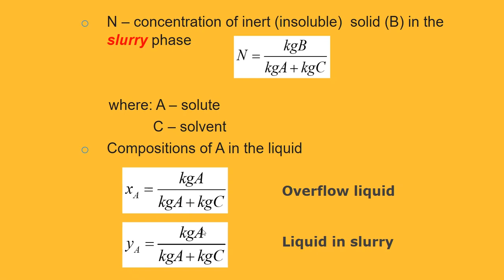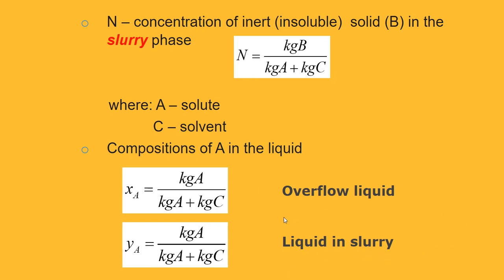YA is kilogram A over kilogram A plus kilogram C. If you look closely, nothing changes. It's the same. Both formulas are the same. However, XA is the representation for the overflow, and YA is the representation for the underflow or the liquid slurry.